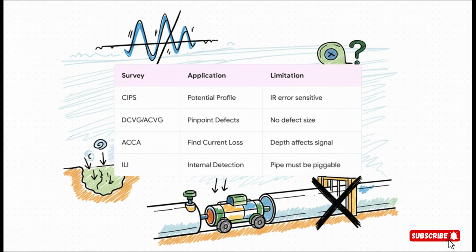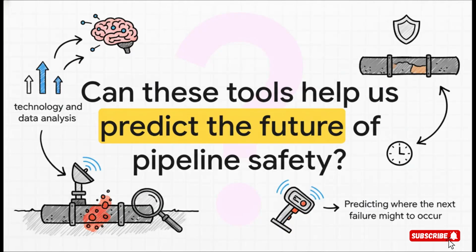And finally, IOI. This gives us the ultimate inside-out inspection, but the big limitation is that you can only use it if the pipeline was actually designed to be piggable in the first place. So we've covered this really powerful set of tools that are all about finding and fixing corrosion that's happening right now. But that leaves us with one last really important question to think about.